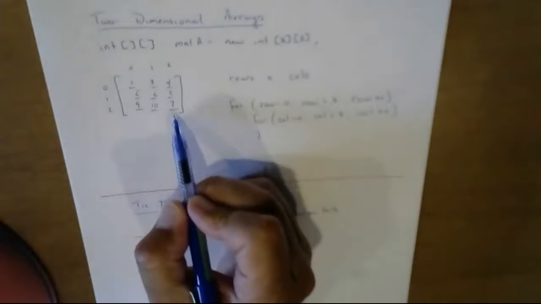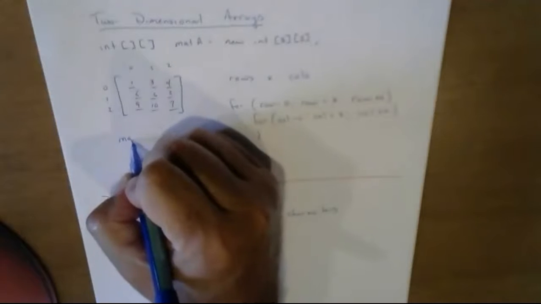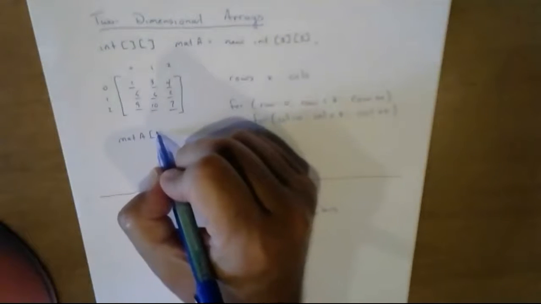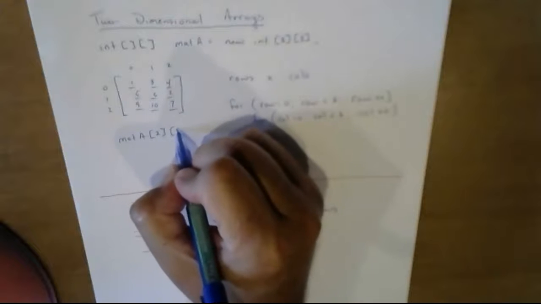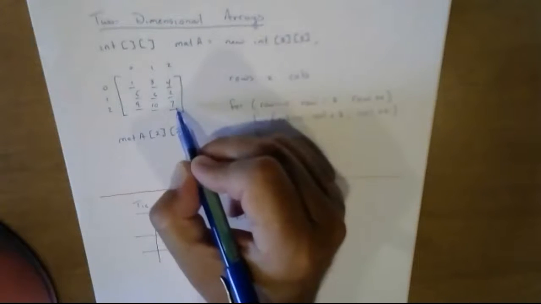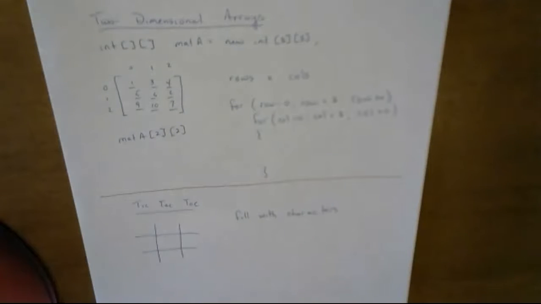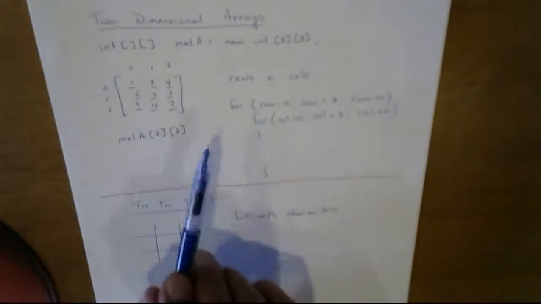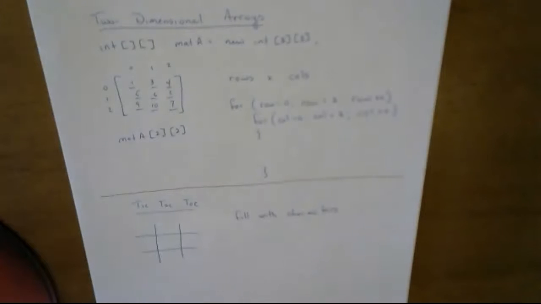So if I look at this 7, it's going to be located at matrix A, and the subscript would be row 2, column 2. And that would allow me to reference that actual 7 that you see there. Okay? So instead of dealing with one subscript, I now have two. Like I said, the best way to think about it is row and column.